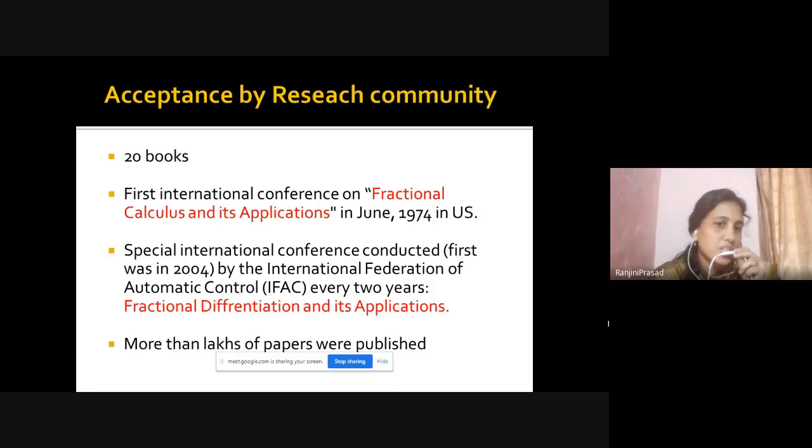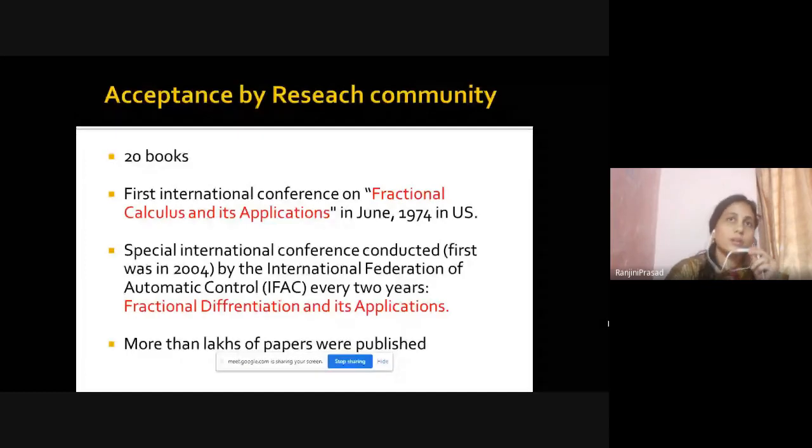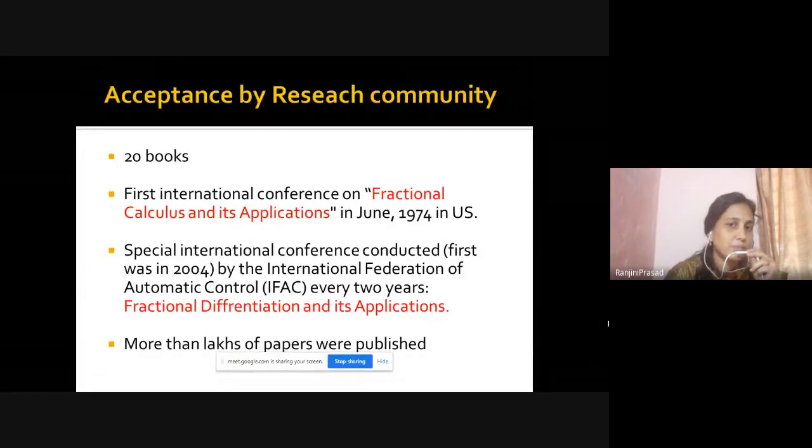Then a special international conference is conducted by the International Federation of Automatic Control every 2 years. That is also going on. Then there are more than lakhs of papers. When I was entering the research of fractional calculus, not many papers had come. But when I am leaving my research, there are so many papers I can't keep track of. My students also tell me that however many papers they are thinking of, the papers are available there.